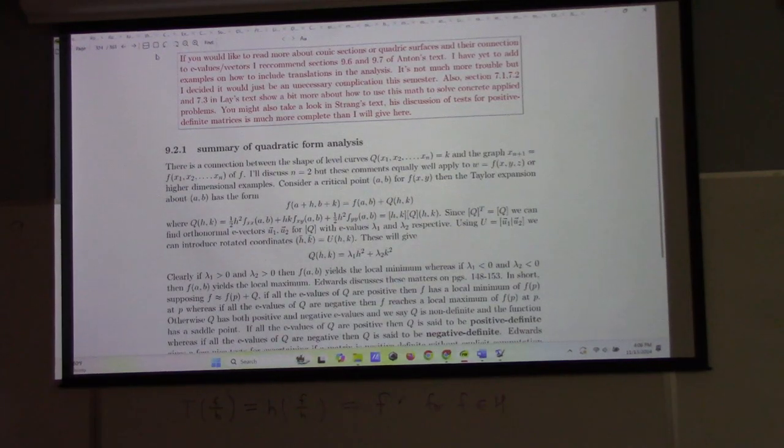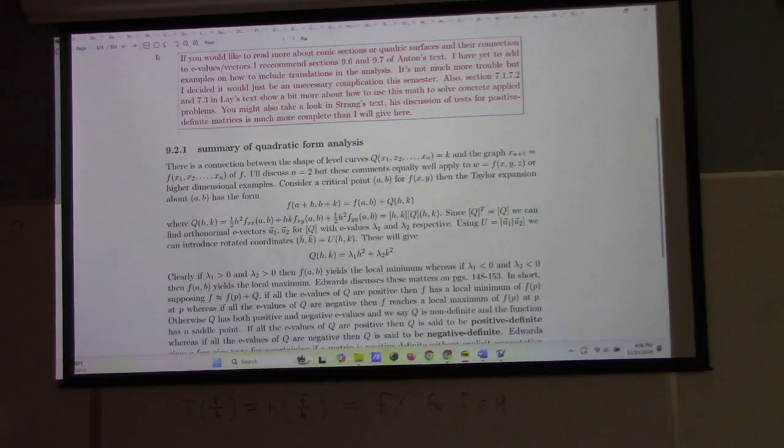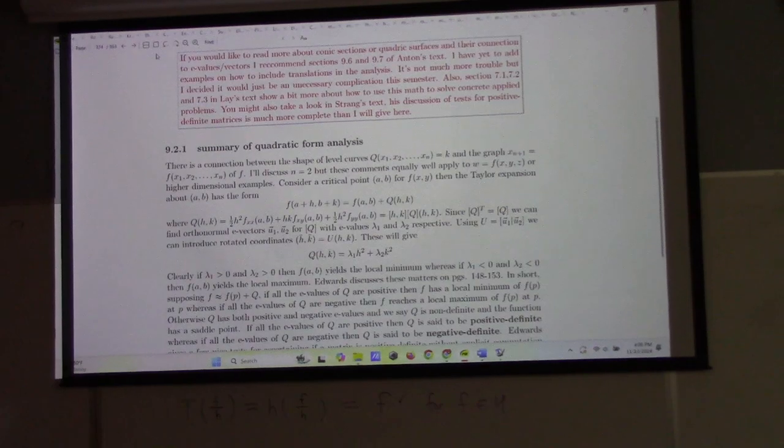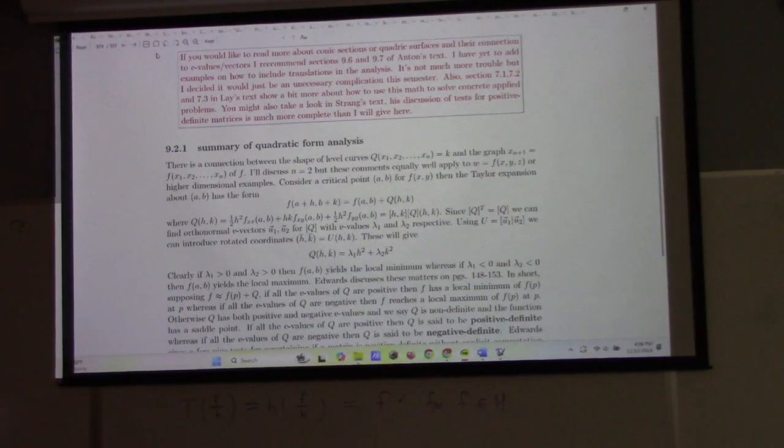Yep. What do complex eigenvalues do to quadratic forms? Oh, well, they don't exist for quadratic forms because we're talking about a real quadratic form, so the matrix is symmetric.